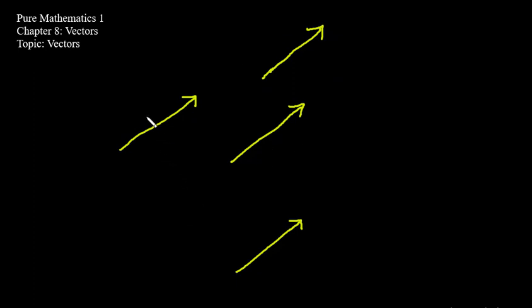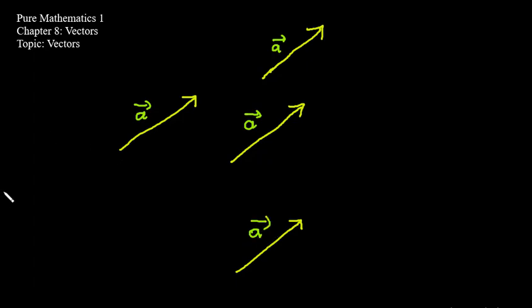So this one I call vector A. They are all vector A too because they have the same length, the same magnitude, and the same direction. A arrow, A arrow.